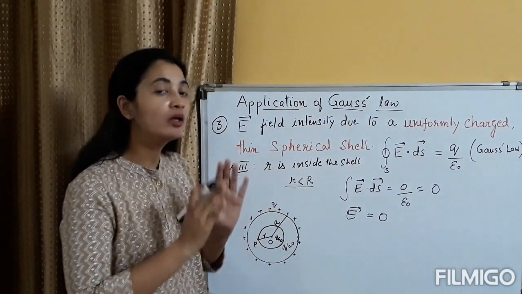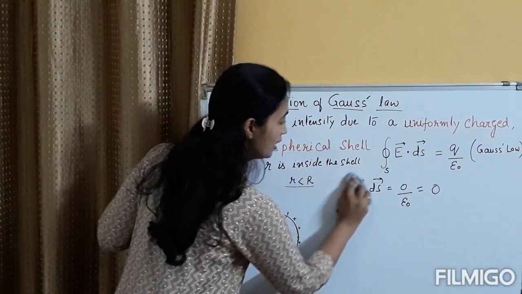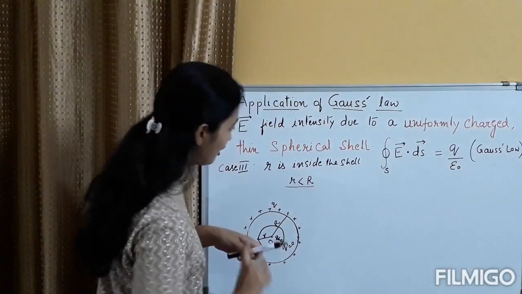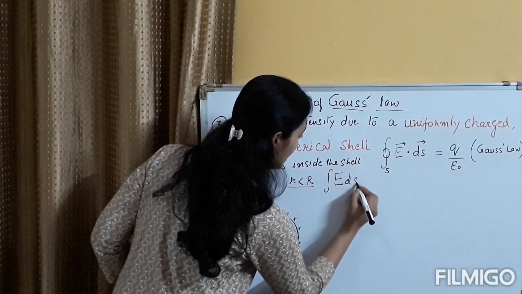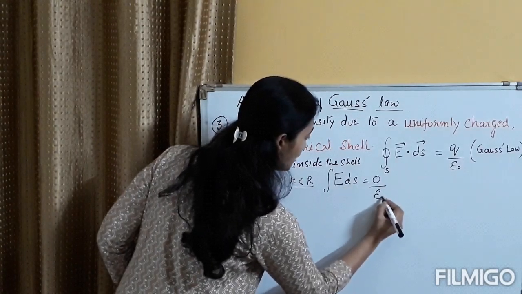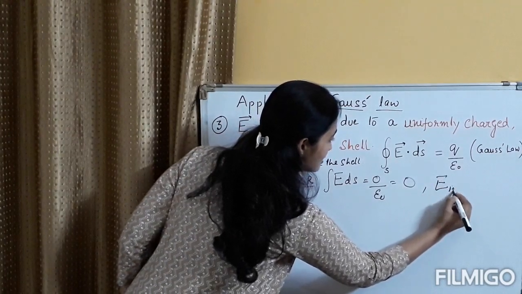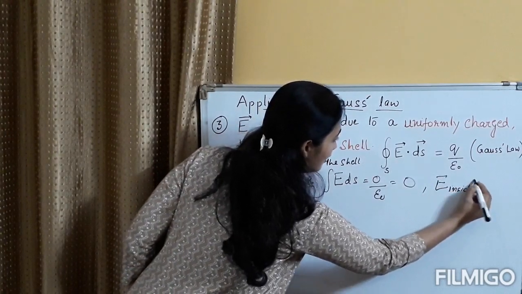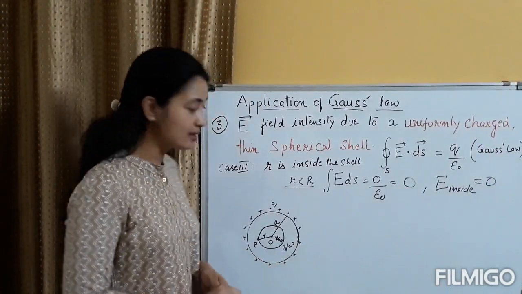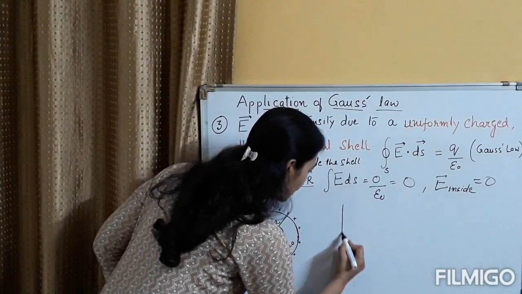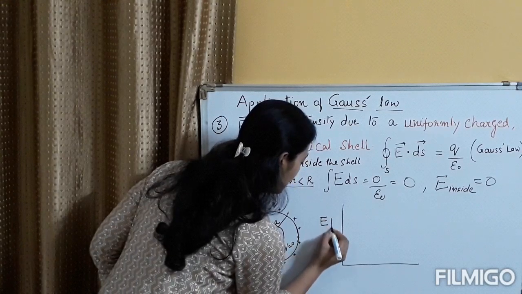I hope you got all these three cases. Now we are concluding it. Integral E ds is equal to 0 upon epsilon naught, which gives you 0, and you conclude that E inside the shell is 0. Now, concluding all the three cases, we can draw a graph, the graph between electric field and the distance of the observation point from the center of the shell.